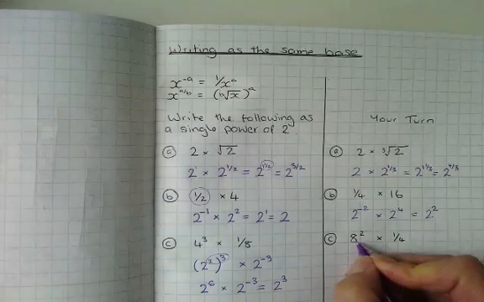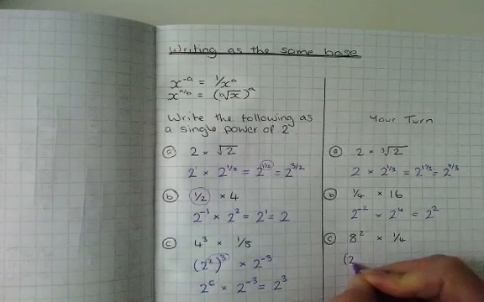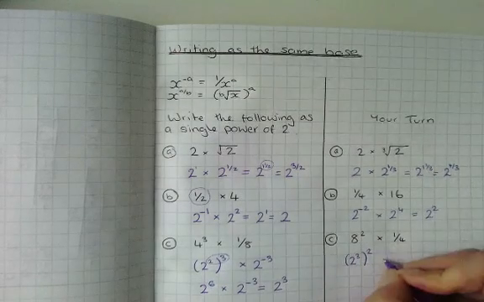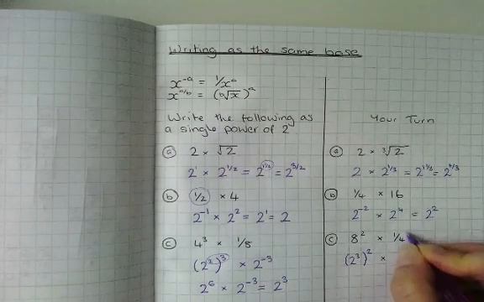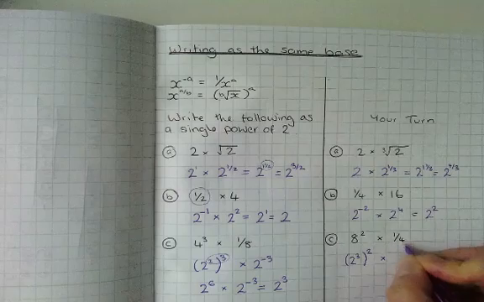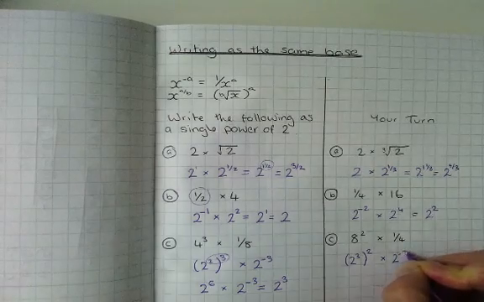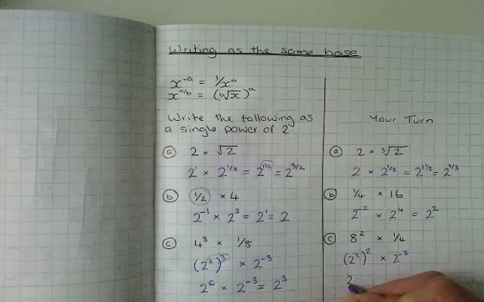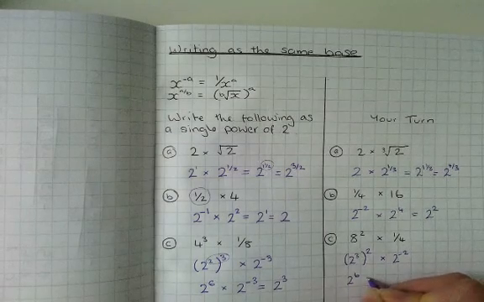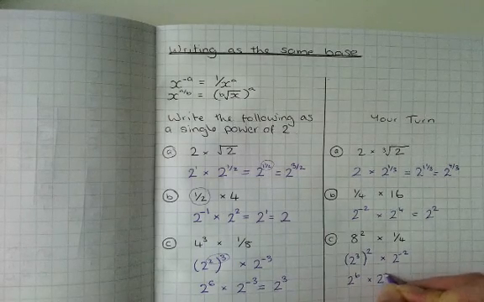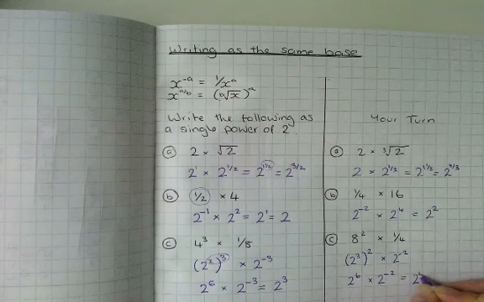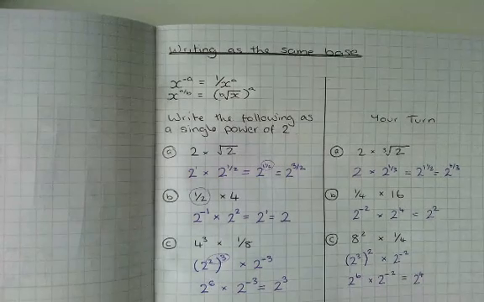And finally, part C, 8 is the same as 2 cubed, so I'm going to put that in brackets, and the squared on the outside, times by 2 squared is 4, so this is 2 to the power of -2. I'm going to expand the brackets, so I end up with 2 to the power of 6 times by 2 to the power of -2. Add the powers, and I get 2 to the power of 4.